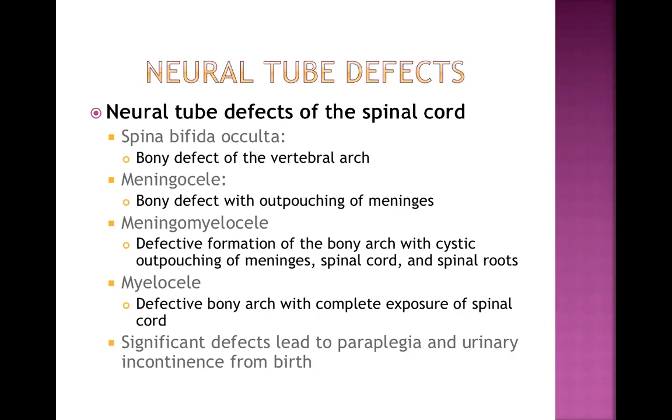Urinary bladder and rectum are controlled by the spinal cord. So if the spinal cord is badly damaged, the baby cannot hold urine and stool, resulting in incontinence. Another important problem of this type of bulging and outpouching is recurrent infection in the central nervous system, like recurrent meningitis, which is quite common.